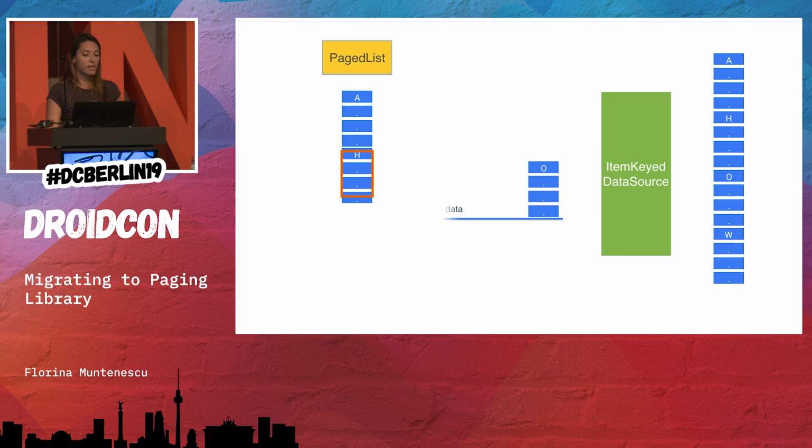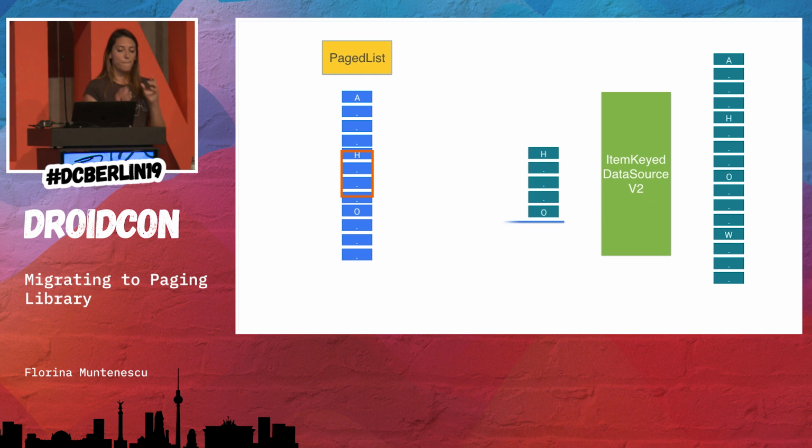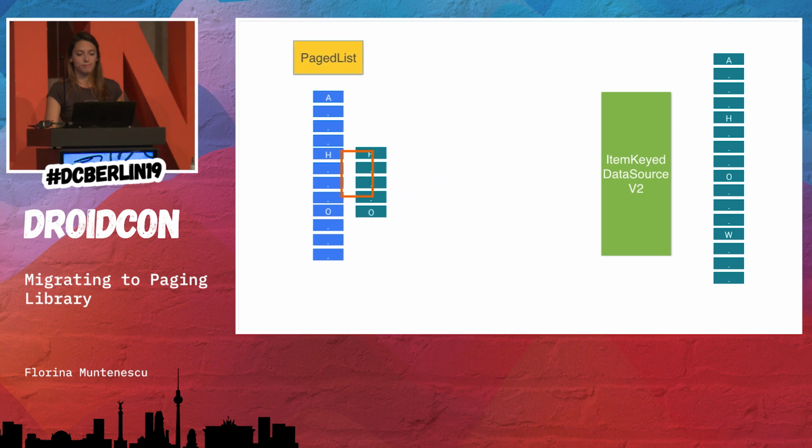Again, as we're scrolling, based on that key, we can load after and get more data. But then if the data source is invalidated, then we get a new data source. Again, load initial is called, but because we know what the items are being displayed right now, we would just use that top item key to get the data that needs to be displayed. We get the data, and we display it. And that's it.